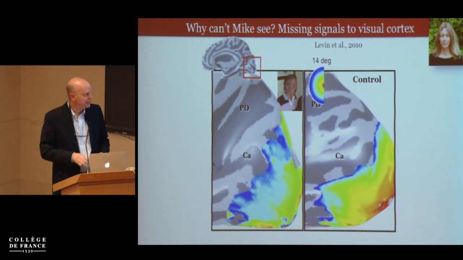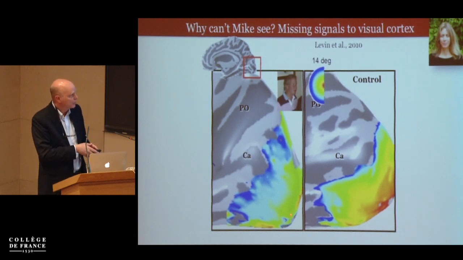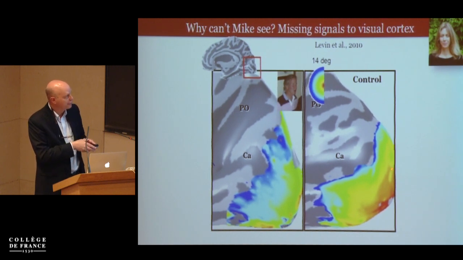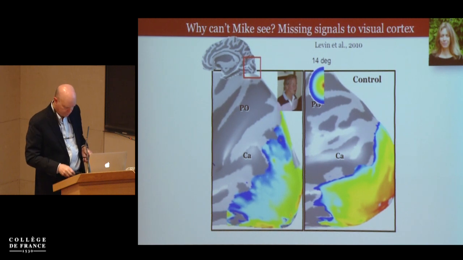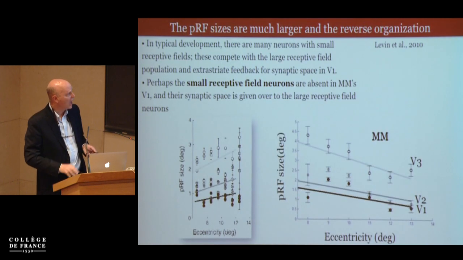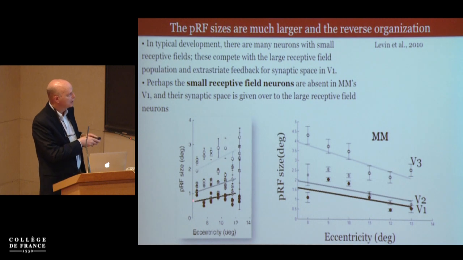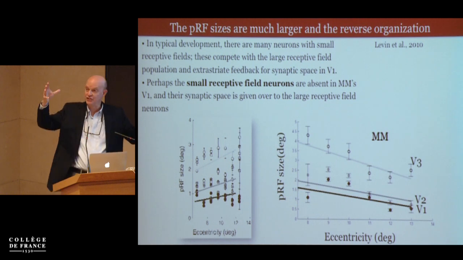And when we used these methods to study Mike, we noticed two things. First off, in normal observers, you've got this foveal representation. This is work from Netta Levine. We could never really see a strong foveal representation in Mike. And moreover, when we looked at the size as a function of eccentricity of his receptive fields in different visual field maps, whereas in typical observers they go up like this, in Mike they're going the wrong way. They're going down, and they've got a bigger size.